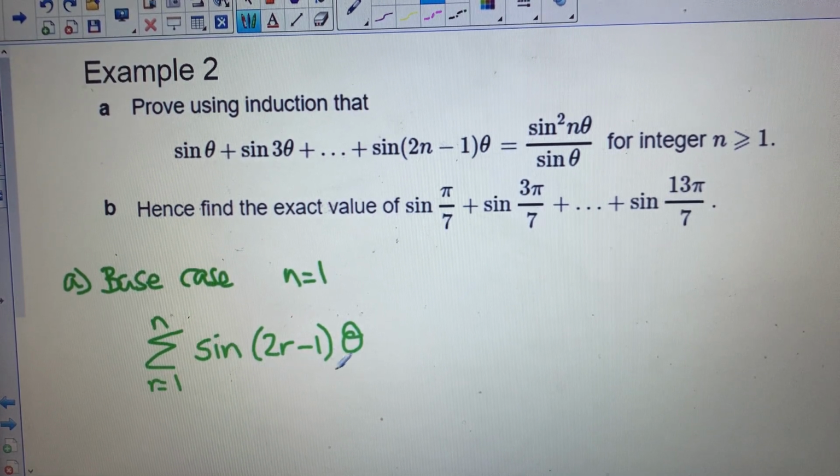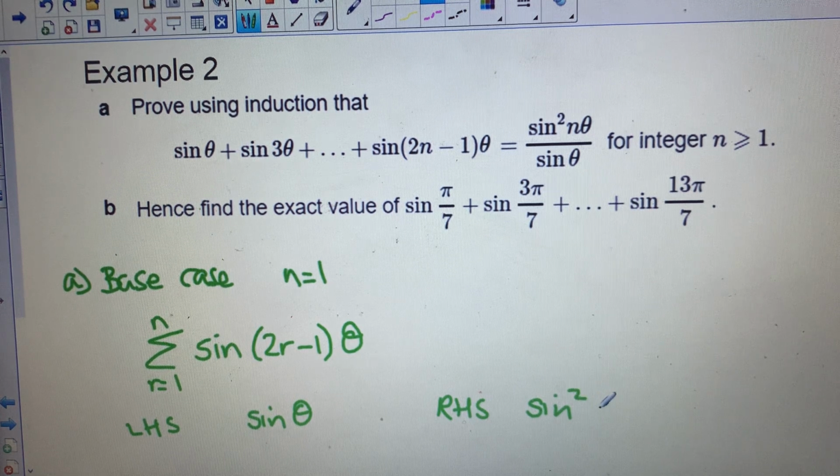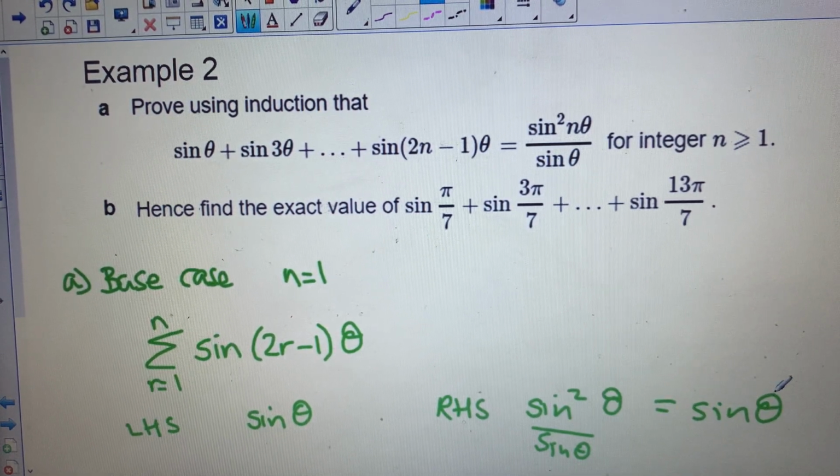So what I'm going to do here is just find my first term. On the left-hand side, when n equals 1, I'm going to get my first term, which is just sine theta. On my right-hand side, when n equals 1, I'm going to get sine squared of 1 times theta all over sine theta, which of course is going to be sine theta. So it holds.